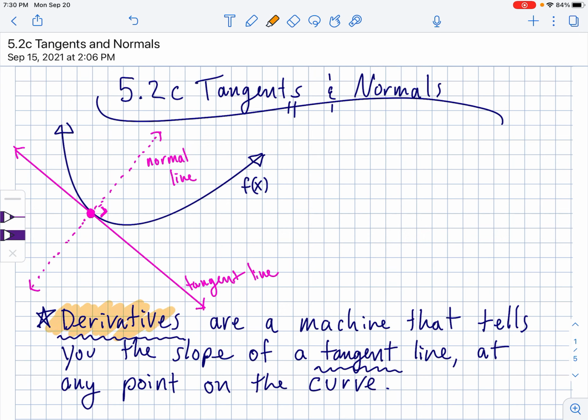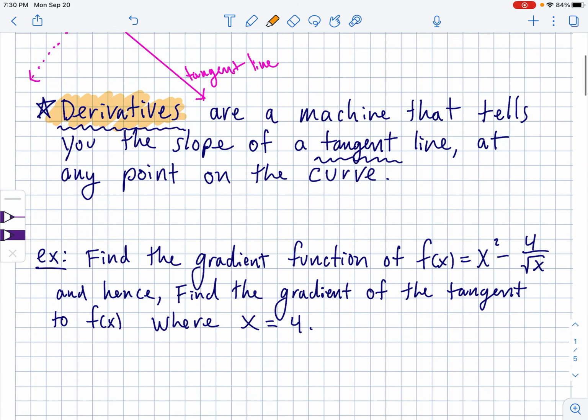Derivatives, I've been calling them slope machines. They're a machine that tells you the slope of the tangent line at the point on the curve. I think where some people are having a disconnect is anytime we found the derivative so far, they're like, oh, that is the slope. Like the slope is 2x or something like that. No, if the derivative is 2x, that's just a machine that can tell you the slope of a tangent at any point on the curve, but you have to feed an input into it. You have to replace the x with something to figure out what the slope of a tangent is at a certain point on the curve.